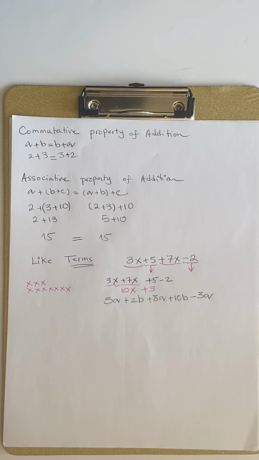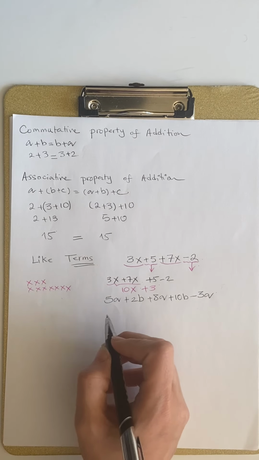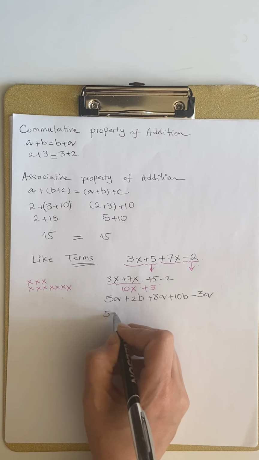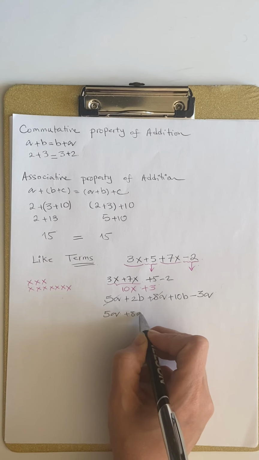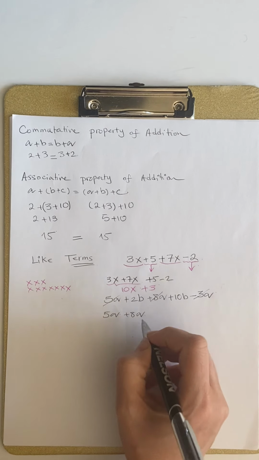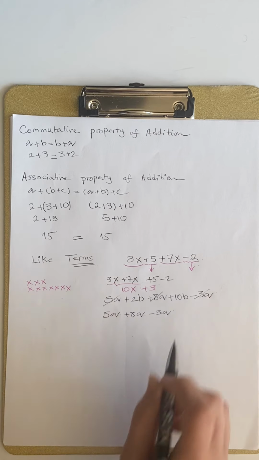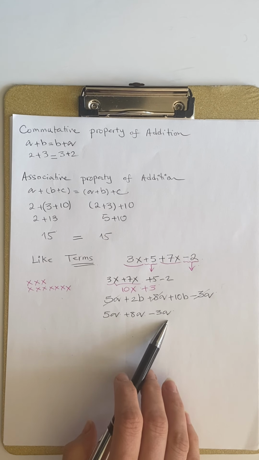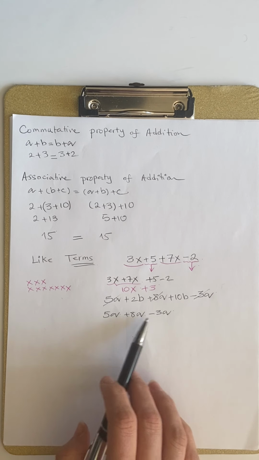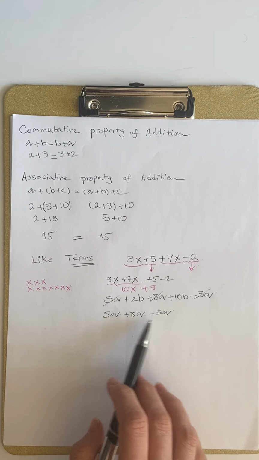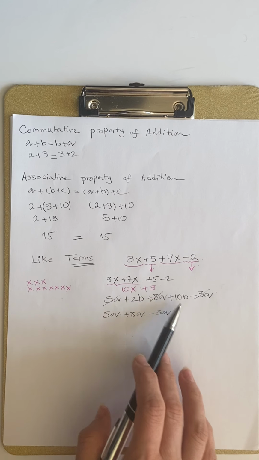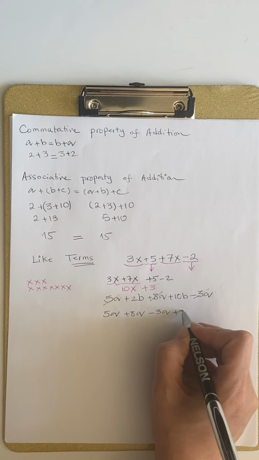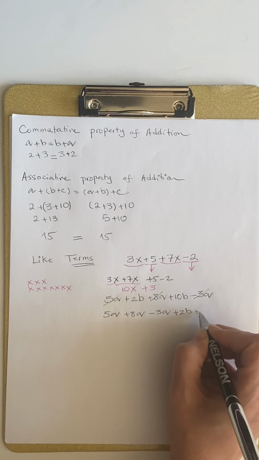Let's look at the second expression. Let's collect the like terms, put them together. 5a plus 8a minus 3a. So first I'm going to write down the terms with the variable a all together. This is called collecting the like terms. Then I'll continue, just going to go and write the rest of them down. Plus 2b plus 10b.